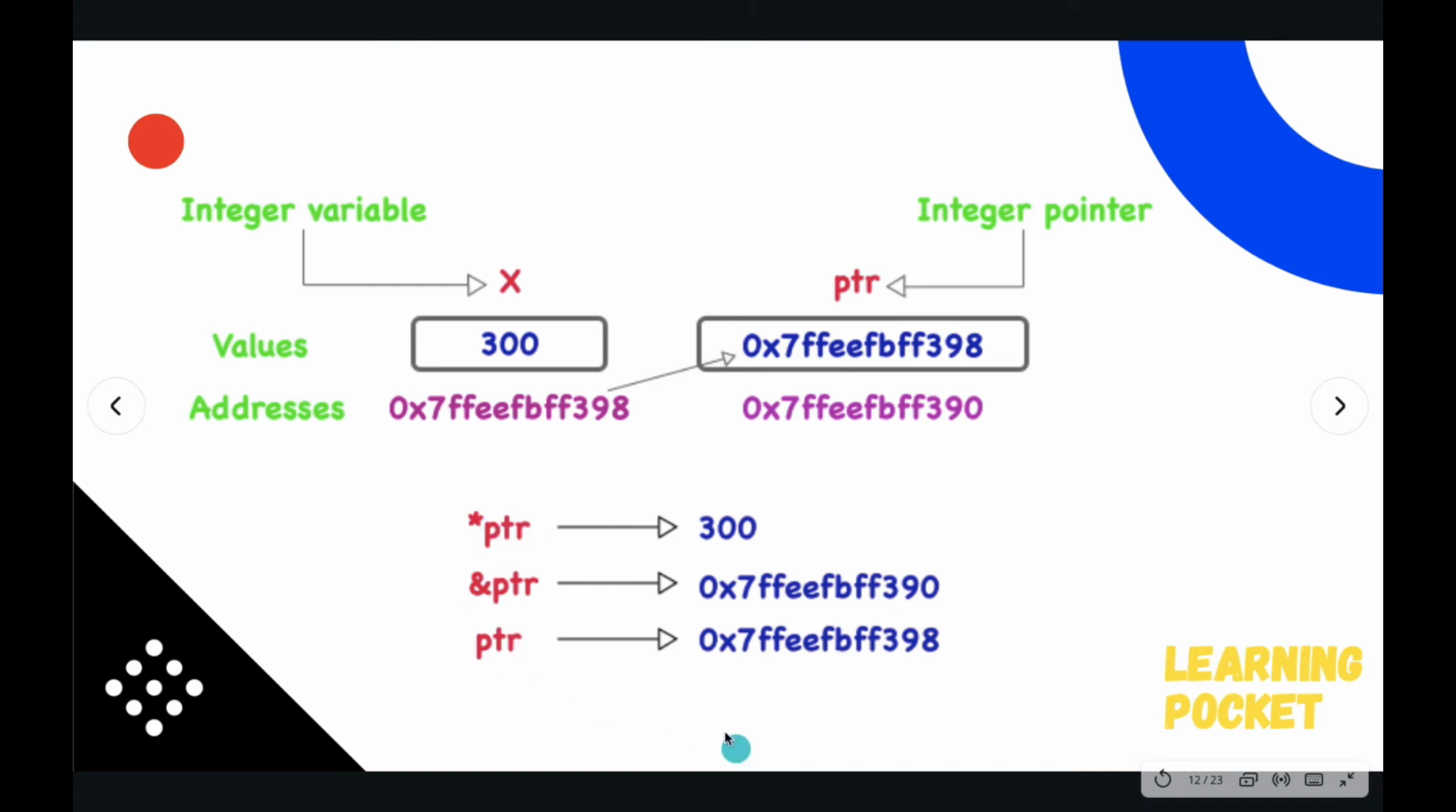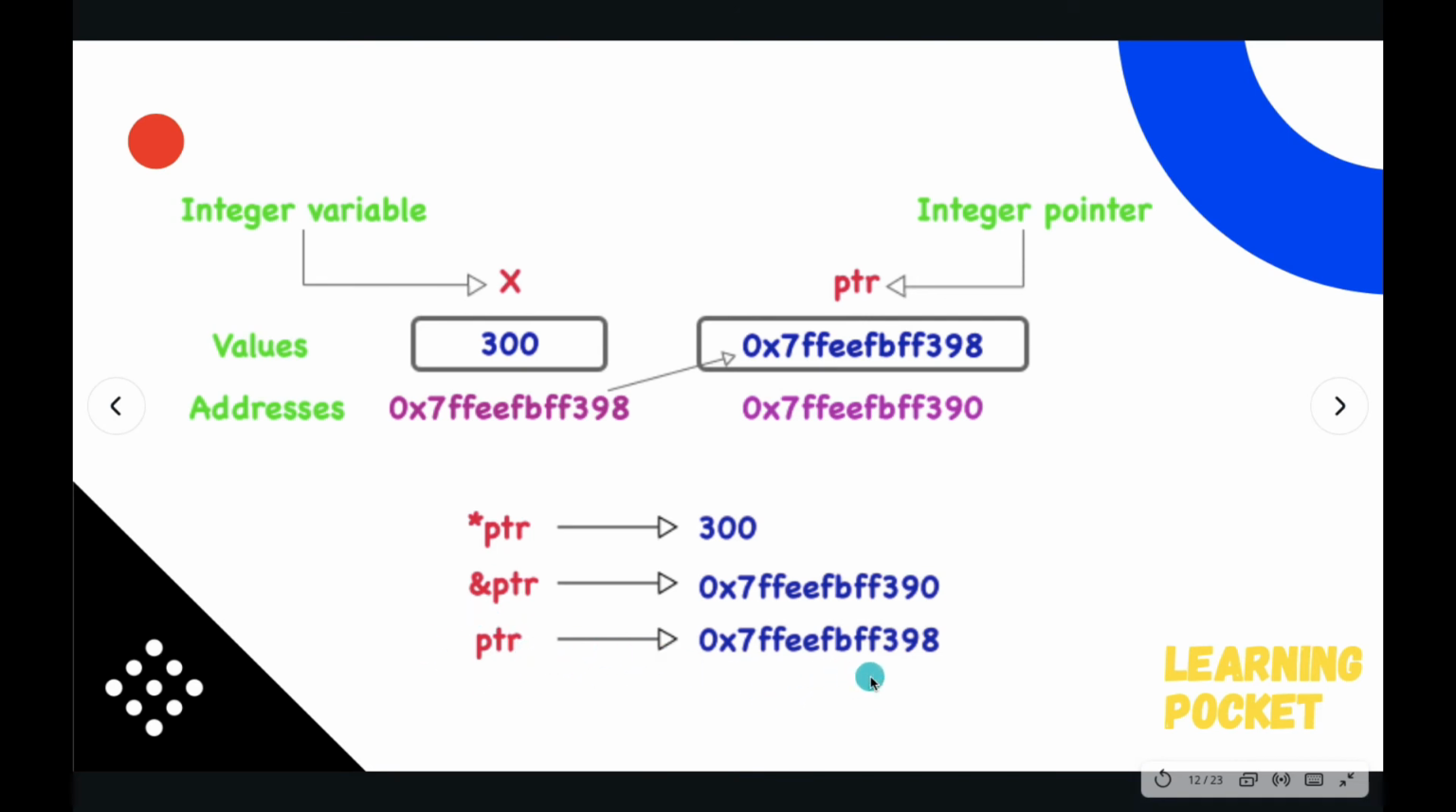The value of ptr is this, which is the address of x. So you can abbreviate it as value at this address. What is the value at this address? Value at this address is 300. That is why we are going to receive this number as an output. And in case of address of ptr, we are going to get the address of ptr, not the address of x. Okay, and if you are simply going to print out ptr, its value is going to get printed out.